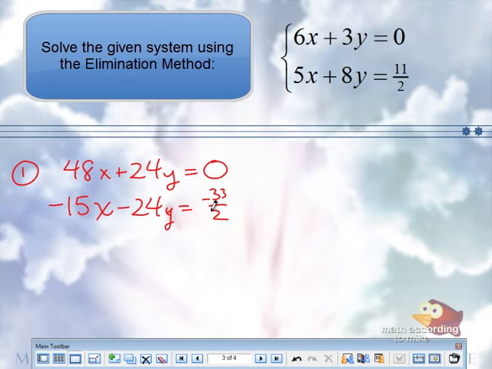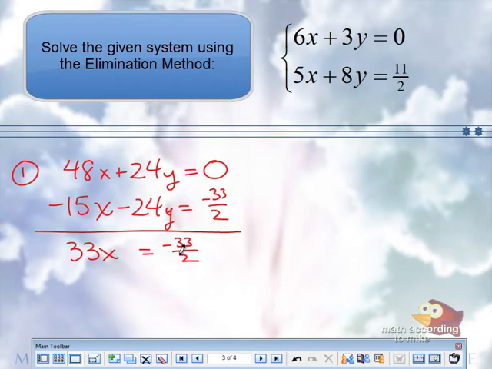So again, we're prepped for surgery. Now when we add our equations, what's going to happen to those y's? Cancel. Goodbye. 48x minus 15x is 33x. How convenient. Equals negative 33 halves. Good.